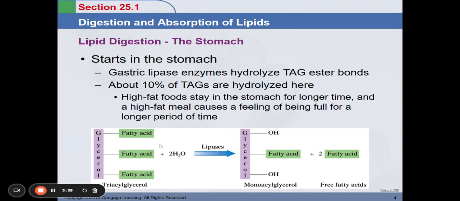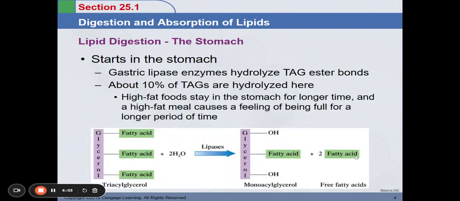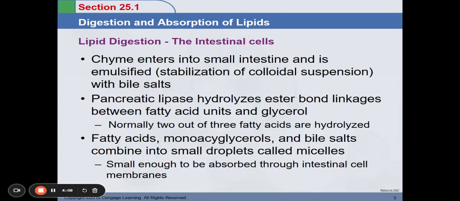But we have this lipase that helps in breaking down your huge fat globules into smaller ones, and then the other fatty acids will be removed. So it becomes monoacylglycerol, or a simple globule of fat that is easier to digest when it arrives at your intestine. I also have that free fatty acid that can be utilized by our body for other functions that need fatty acids. Okay, so this chyme enters the small intestine and is emulsified.